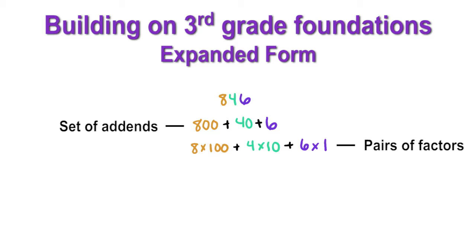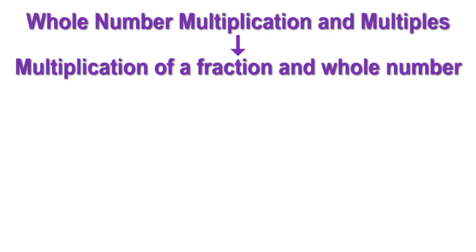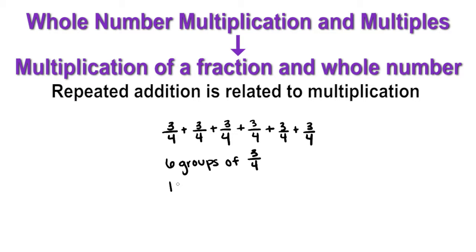Let's move on to the concepts and skills taught in this chapter. In this chapter, students will extend their knowledge of whole number multiplication and whole number multiples to multiplication of a fraction by a whole number. They will start by repeatedly adding a fraction and relating this to multiplication. For example, 3/4 plus 3/4 plus 3/4 plus 3/4 plus 3/4 plus 3/4 is the same as 6 groups of 3/4 or 18/4 or 6 times 3/4.